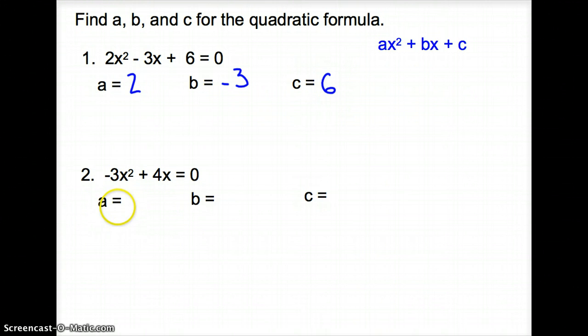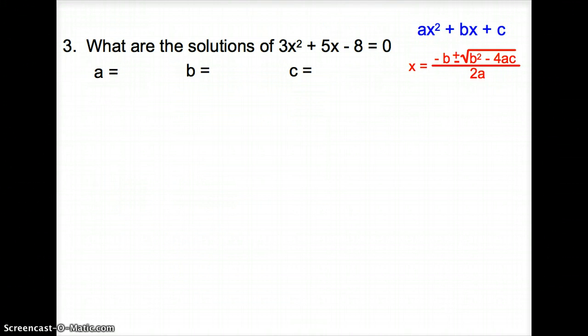For number 2, a is going to be negative 3, b will be 4, and c, well, is there a c? Is there a constant? No, there is no number that is added to the 4x, so c is just going to be 0. Now, let's actually see the quadratic formula in motion.